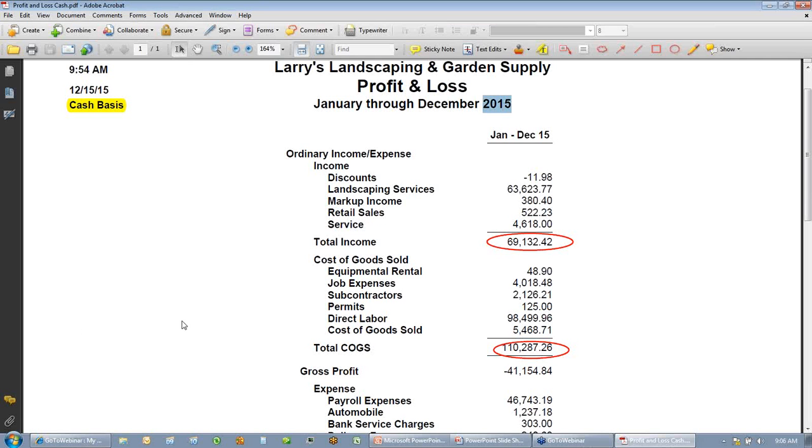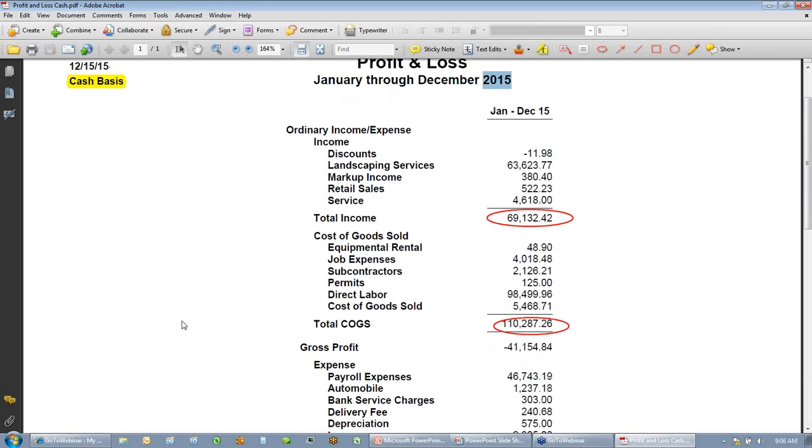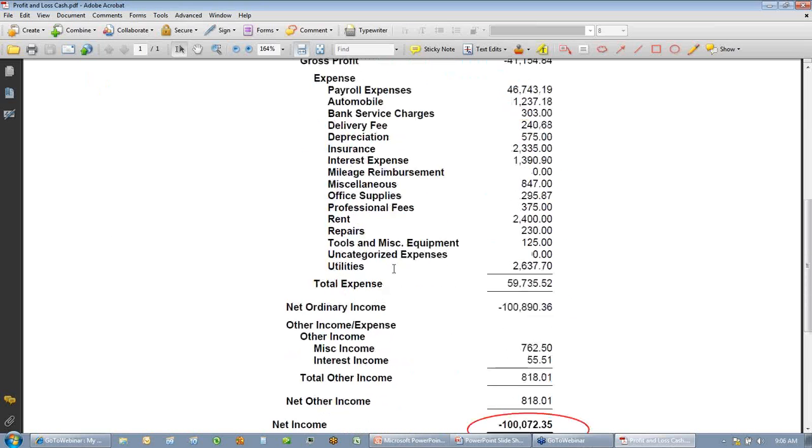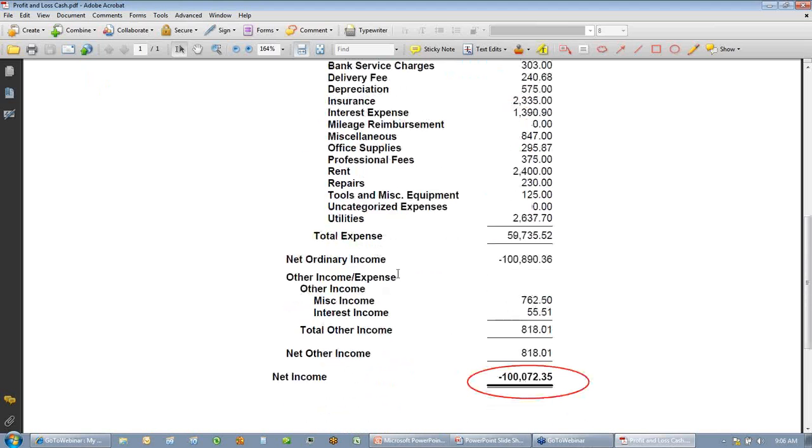So Larry, in 2015, talk about projecting. We have total income of $69,000. And then we have cost of goods sold for $110,000. And for the year of 2015, Larry actually has a loss greater than $100,000 on a cash basis.